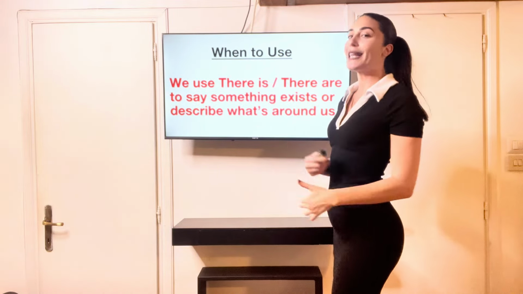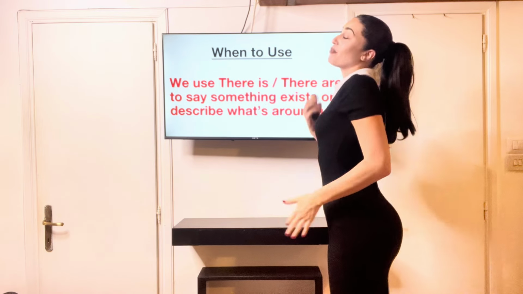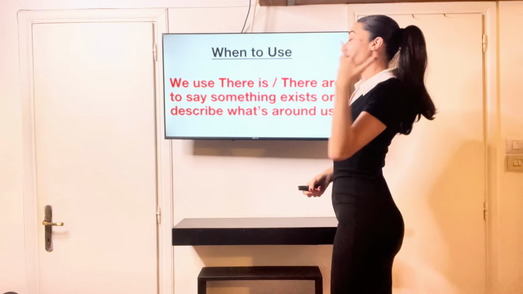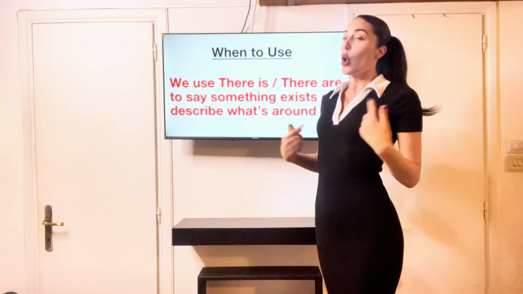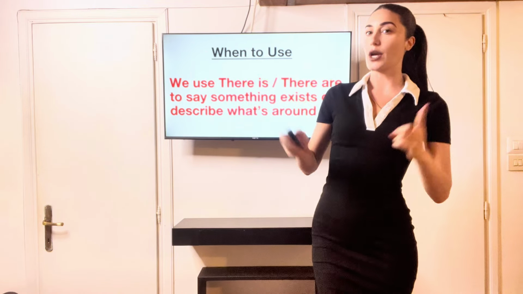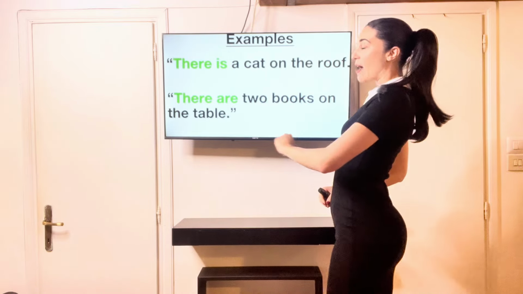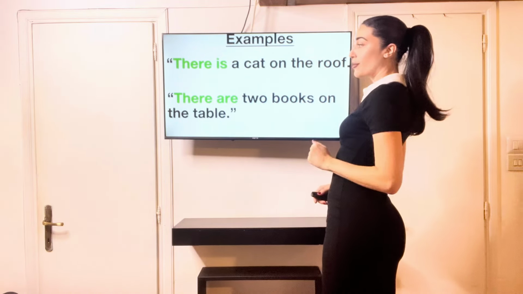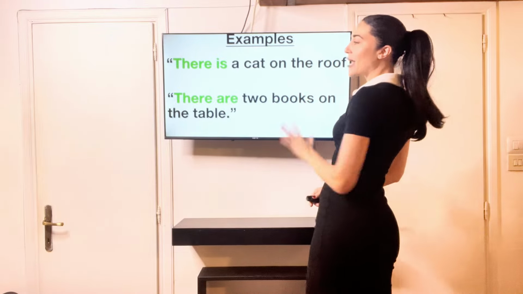Okay, let's quickly go over again when to use there is and there are. We use there is and there are to say that something exists or to describe what's around us. Let's have a look at some examples. Here we have, there is a cat on the roof. There are 2 books on the table.